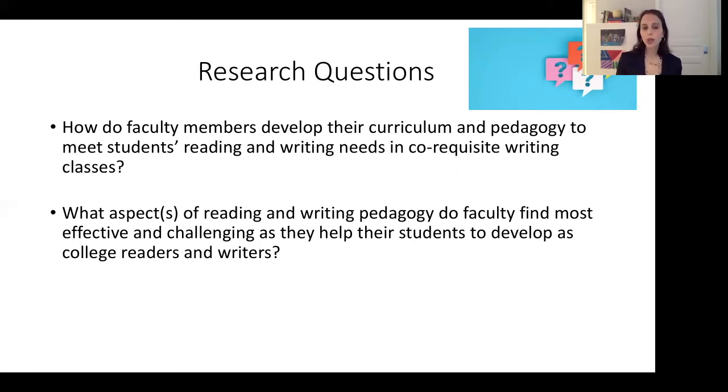We were really interested in understanding how curriculum and teaching are adapted within this co-requisite model and how it affects reading and writing development for the students. Also, we were interested specifically in the aspects of reading and writing pedagogy that faculty found most effective and challenging as they helped their students to develop as college readers and writers.